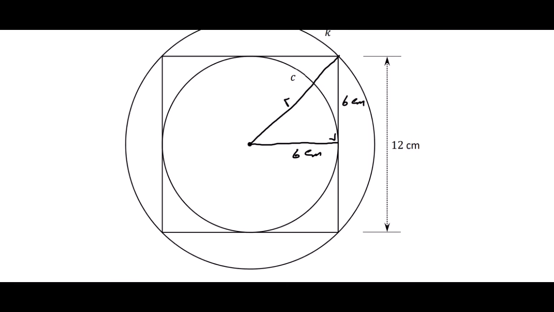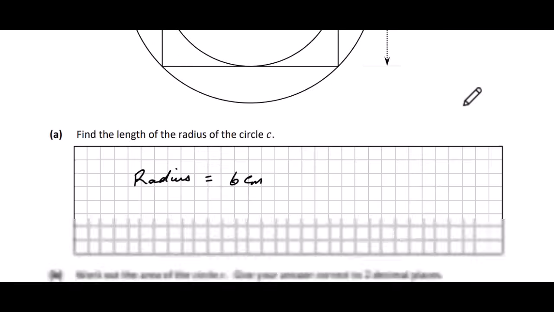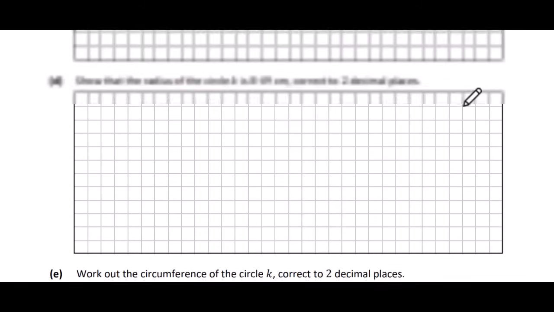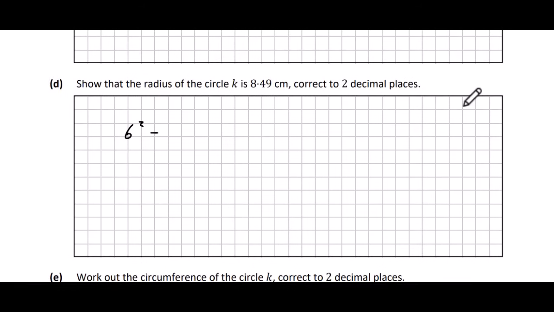So I can do Pythagoras' theorem to work out R. So let's do that. I know that 6 squared plus 6 squared is equal to R squared. 6 sixes are 36, plus 36 is equal to R squared. So R squared is equal to 72. R is equal to the square root then of 72. Just square root both sides. We want it to 2 decimal places, so that's going to be 8.49 centimeters. So that's the radius of circle K.